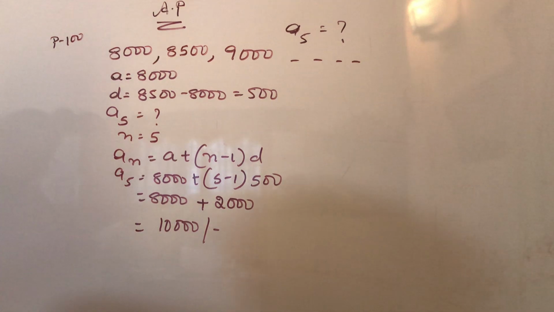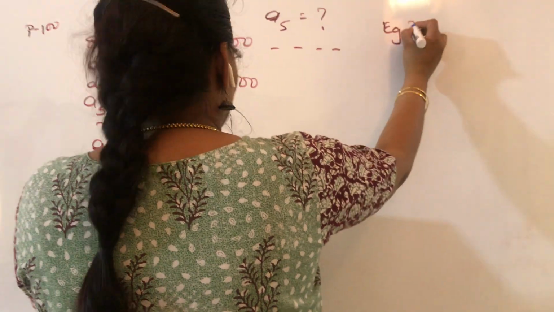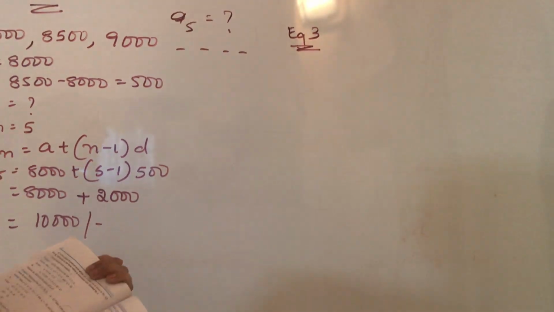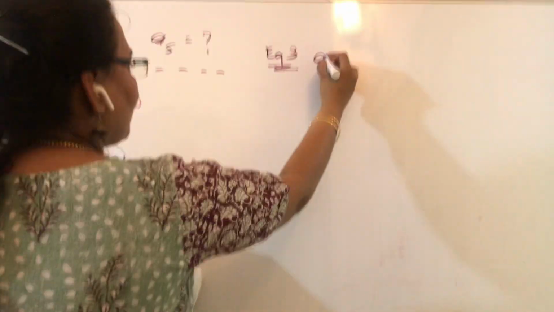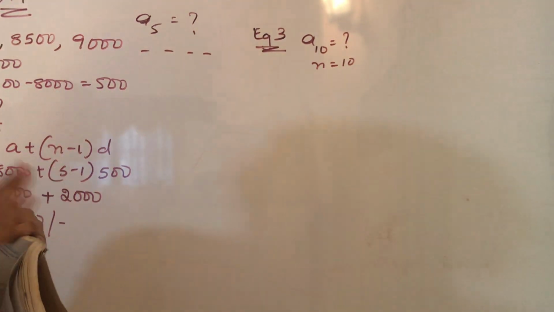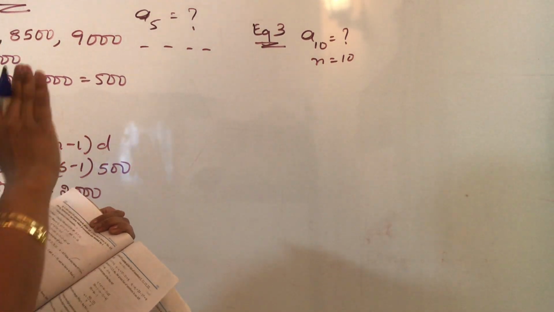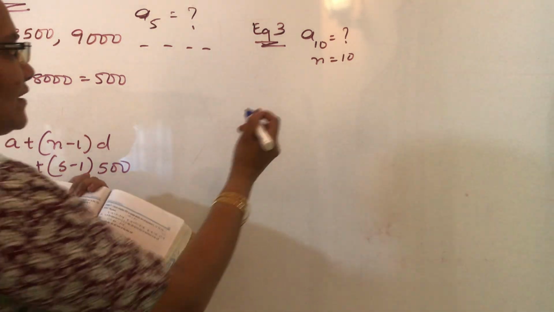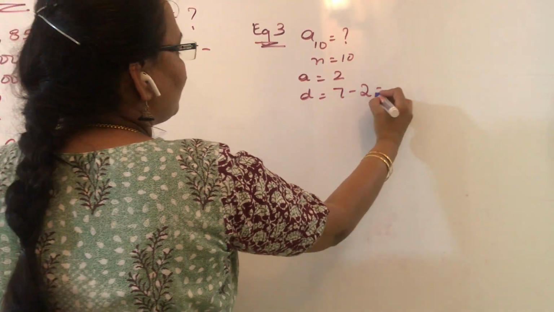Now let us see the next one. Example 3, page 102. Now see here. Find the 10th term. That means you have to find A of 10, and n is 10. They will not say consider n as 10 and all. Now you should understand: find the 10th term, n is 10. So A of 10 you have to find. And in the given series, A is 2 and D is 7 minus 2, which is 5.